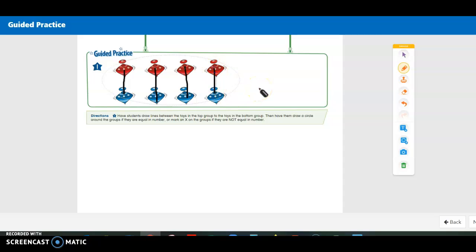Are there any extras, or does everybody have a match? You are right. Everybody has a match. So that means they're equal. There's the same amount of red tops as there are blue. So we will circle this because they both are equal amounts. Wonderful. Let's go to the next thing.